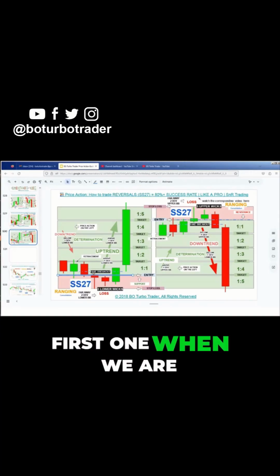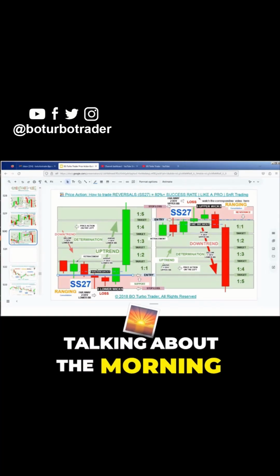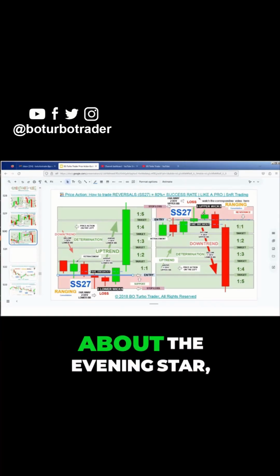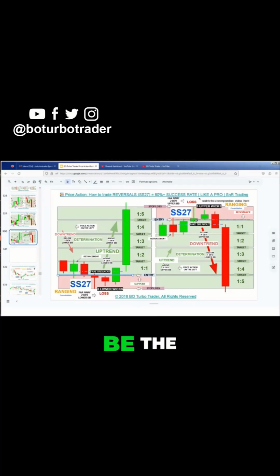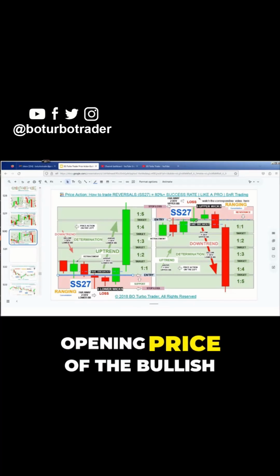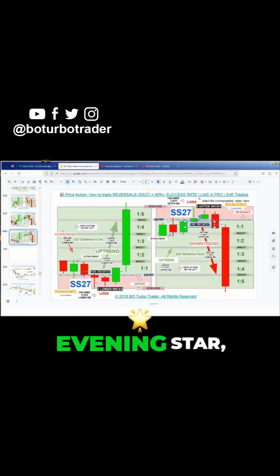Yes, important is here that you get the fake breakout of the opening price of the first one when we are talking about the morning star. When we are talking about the evening star, yes, then it should be the opening price of the bullish candlestick here of the evening star.